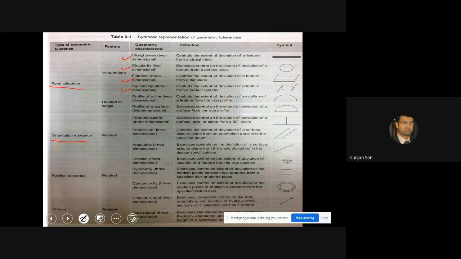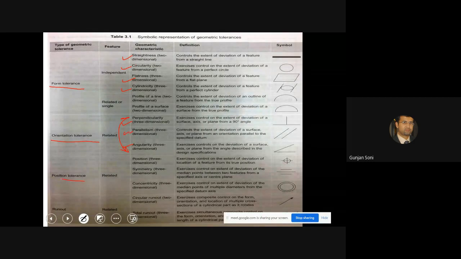Similarly, you have orientation tolerance: angularity, if there is an angle between the meeting parts, if there is parallelism involved, and perpendicularity. Angularity, you can consider it to be perpendicular. Both of these two are related to each other. Angularity's special case is perpendicularity.